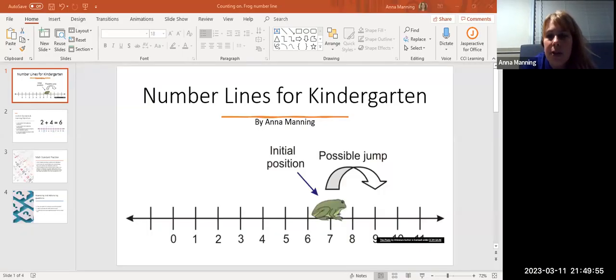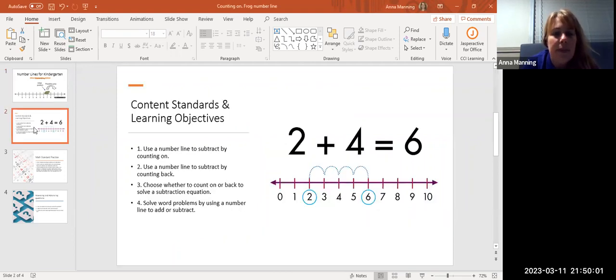Okay, so for this lesson, it is number lines for kindergarten. The content standards and learning objectives. The first one is use a number line to subtract by counting on. The second is use a number line to subtract by counting back. Choose whether to count on or back to solve an equation. And solve word problems by using a number line to add or subtract.